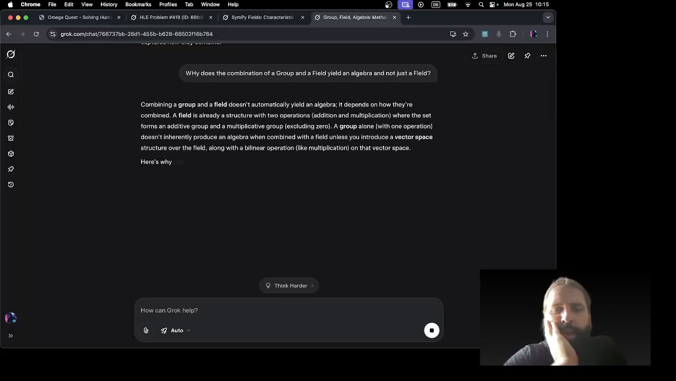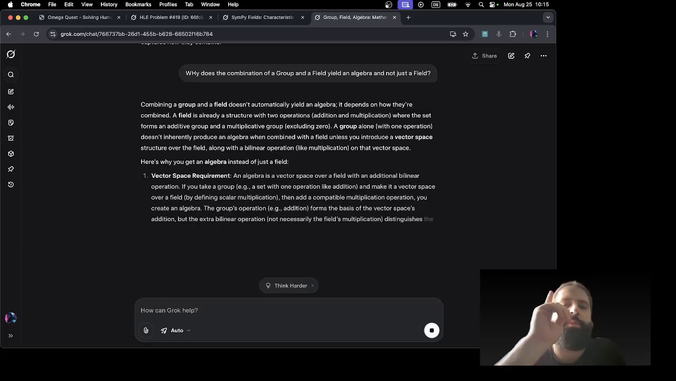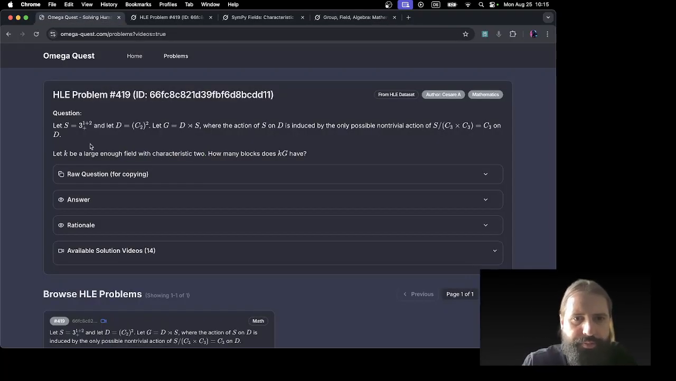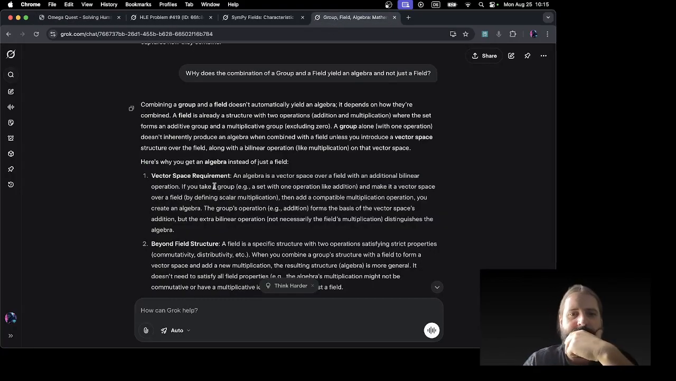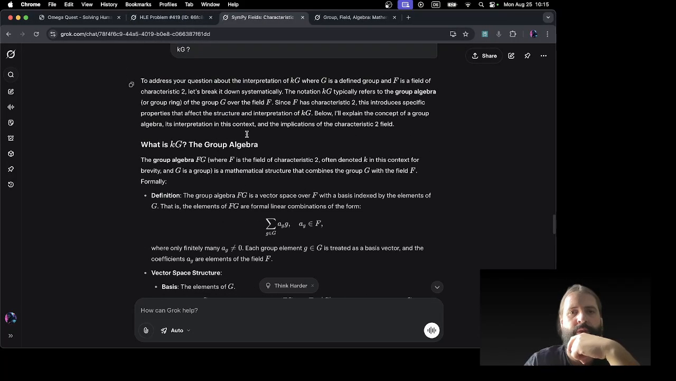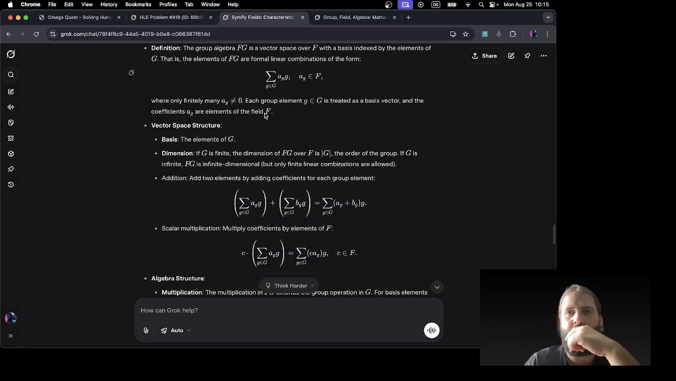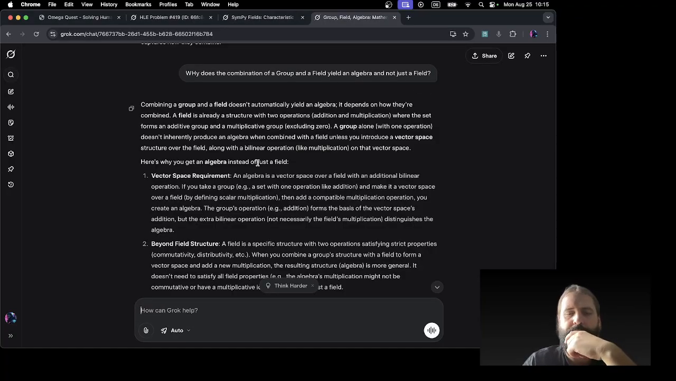Combining a group and a field doesn't automatically yield an algebra. It depends on how they are combined. Okay, that's an important thing, because it's not really telling us what it is. I don't know why, but Grok is sort of assuming that we're having a group algebra. A field is already a structure with two operations, where the set forms an additive group and a multiplicative group. A group alone with one operation doesn't inherently produce an algebra when combined with a field unless you introduce a vector space structure over the field, along with a bilinear operation like multiplication of the vector space. That's how you get an algebra.